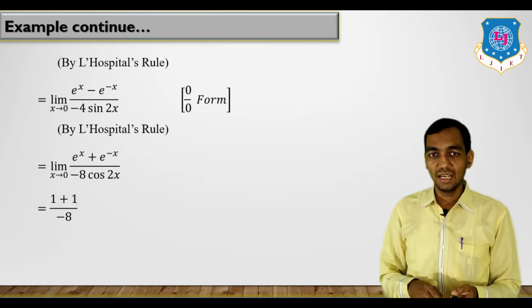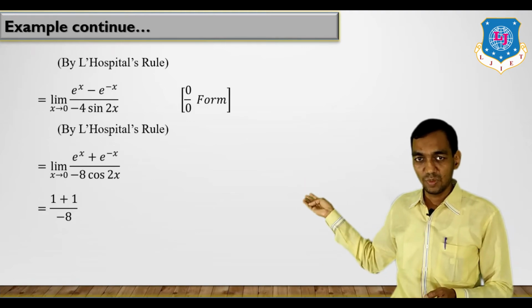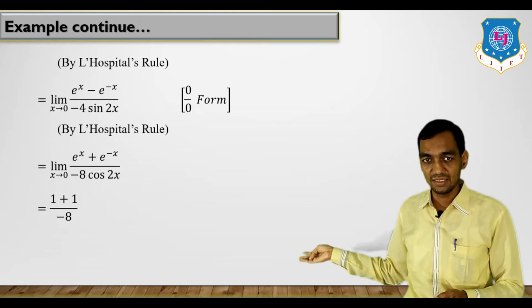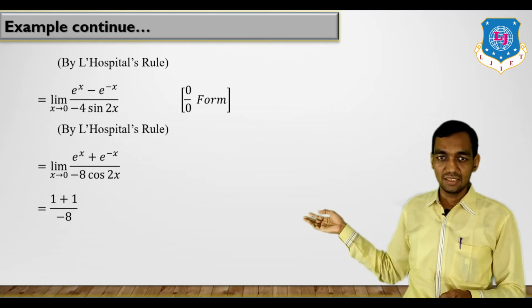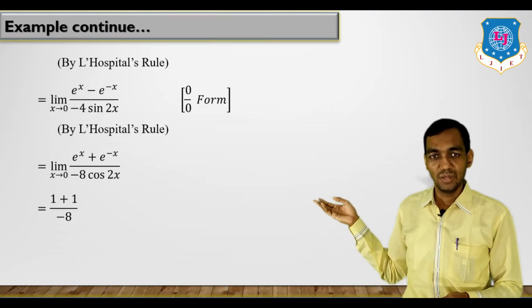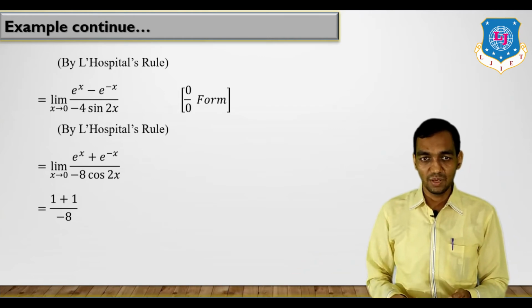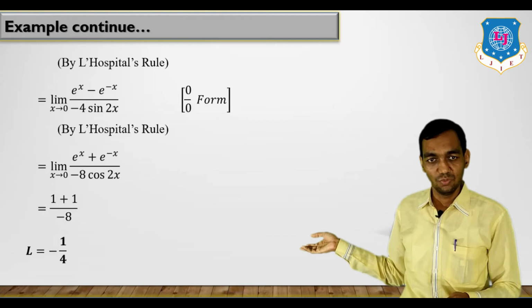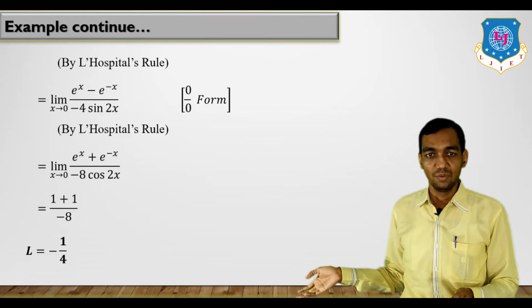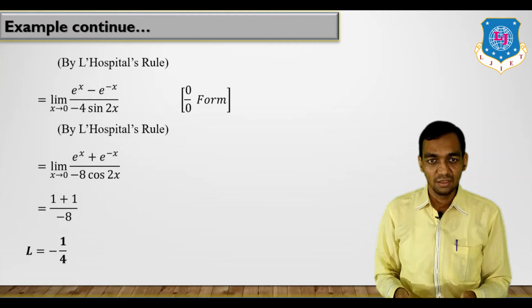So now again applying L'Hopital's rule, you will have e raised to x plus e raised to minus x divided by minus 8 cos 2x, and now the numerator part has a non-zero value, in the same manner the denominator also has a non-zero value, so we are going to directly apply the limit. That will give 1 plus 1 upon minus 8 into 1, that means 2 by minus 8, that will be minus 1 by 4, correct?